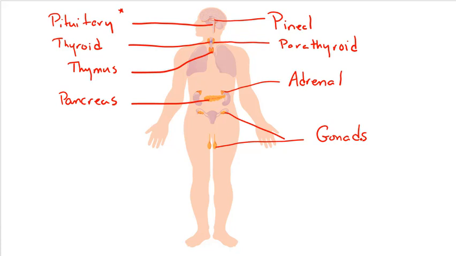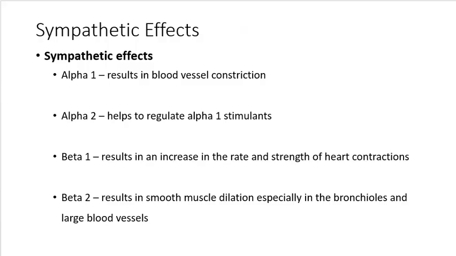The testes produce testosterone, which drives male sexual development and makes men act like men. The ovaries, like women, are more complicated. They secrete both estrogen and progesterone, which drives female sexual development and maintains the organs associated with pregnancy when it occurs.